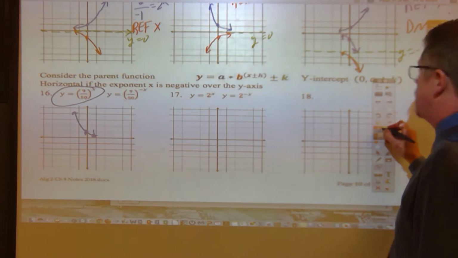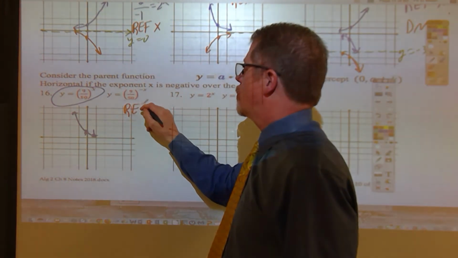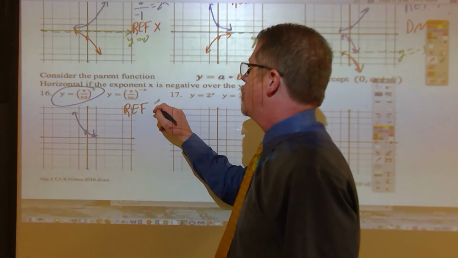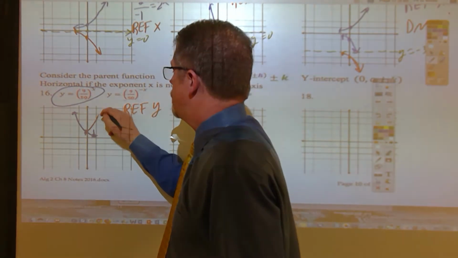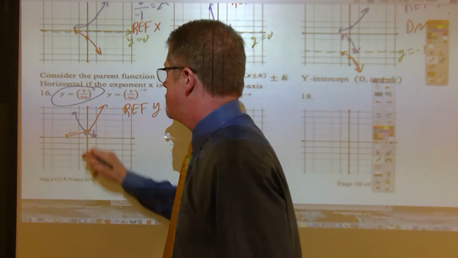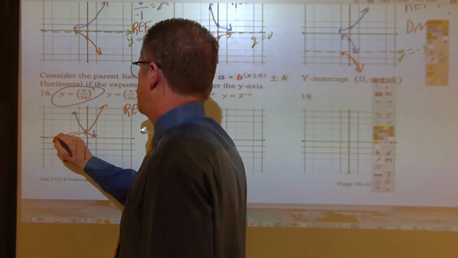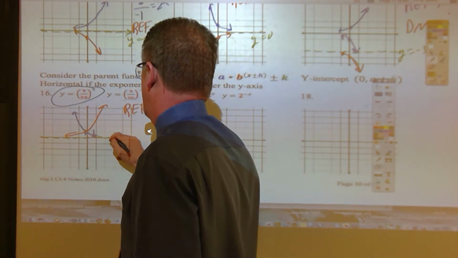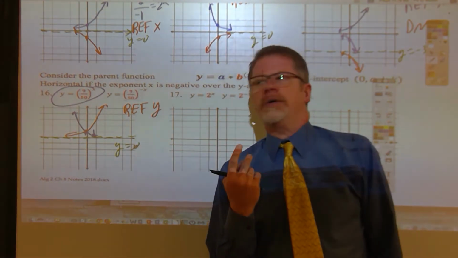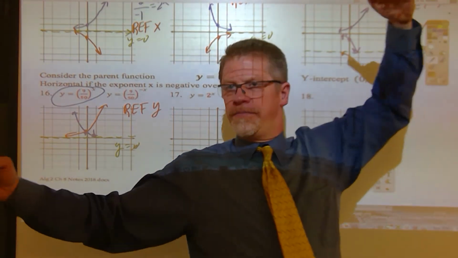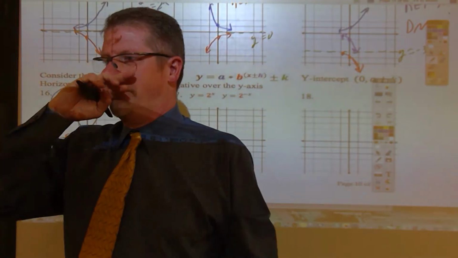So in red, the final answer on problem 16, documented with ref for reflect y, reflect over the y-axis, gives you this thing, where thing represents graph. Horizontal asymptote y equals 0. Any questions on how to reflect the blue graph over the y-axis?